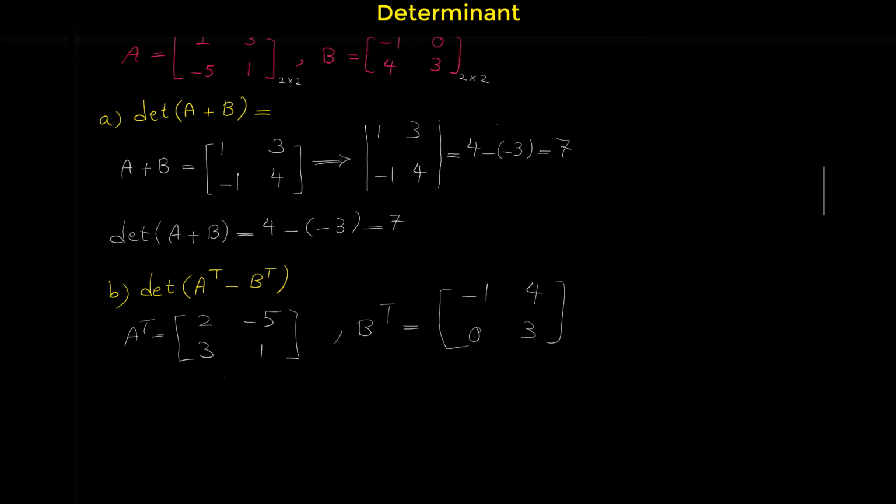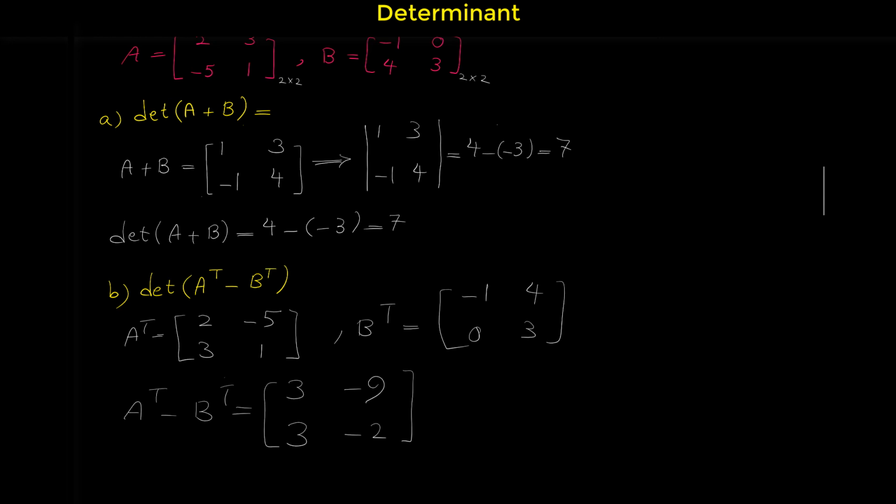this matrix. A transpose minus B transpose: 2 minus negative 1 is actually 2 plus 1, which becomes 3. Negative 5 minus 4, since we are subtracting the two matrices, is negative 9. 3 minus 0 is 3. 1 minus 3 is negative 2.